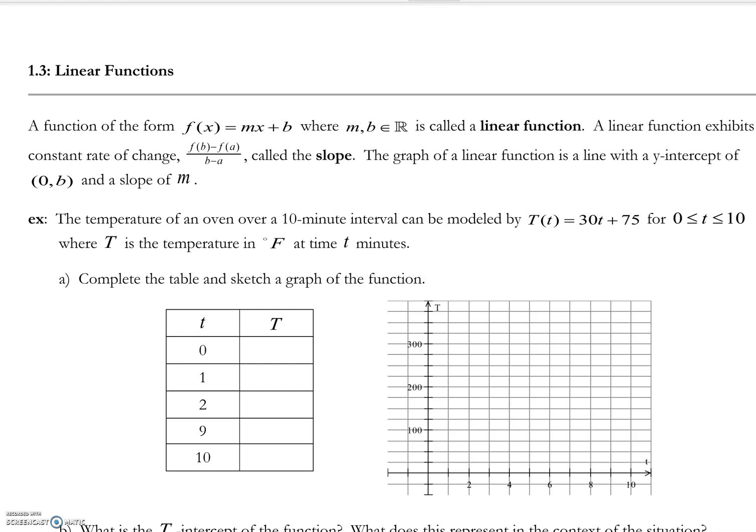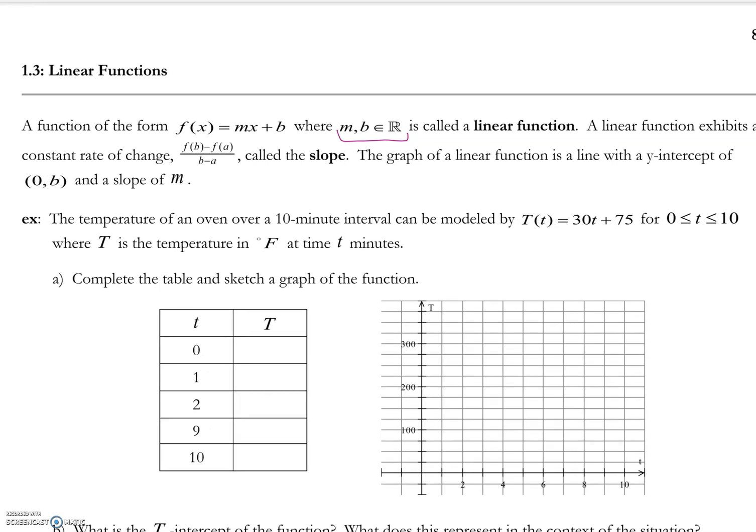Section 1.3 is all about linear functions. Hopefully, linear functions are already somewhat familiar to you. I'm sure you've seen functions in the form y equals mx plus b. But now that we know more about function notation, we're going to call it f of x equals mx plus b, where m and b exist in the real numbers.